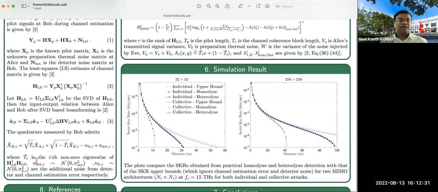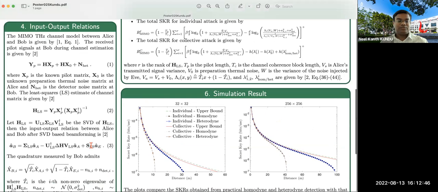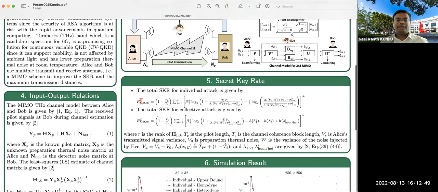And here, T_i is the ith non-zero eigenvalue of H Hermitian H, and it denotes the transmissivity of the ith parallel single input, single output channel. And there are additional noises due to detector noise and the channel estimation errors. So in this work, we have theoretically characterized the achievable secret key rate for two types of attacks. First is the individual attack, which is a weaker attack, and the other is the collective attack, which is the strongest Gaussian collective attack. For both, we have incorporated the effect of pilot length, which is given by T_P.